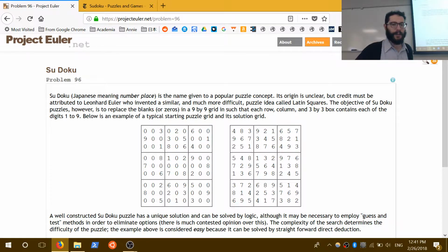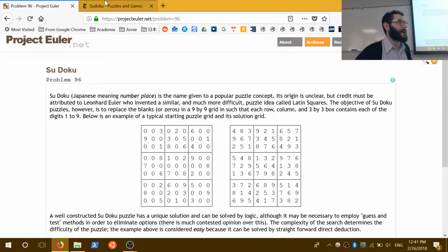So the idea here is that we want to replace the blanks, which are zeros here, in a 9x9 grid such that each row, column, and 3x3 box contains each of the numbers 1 through 9. So here's a typical puzzle on the left and the solution on the right. Each row contains each number 1 through 9 exactly once, each column contains 1 through 9 exactly once, and each of these 3x3 grids contains 1 through 9 exactly once.